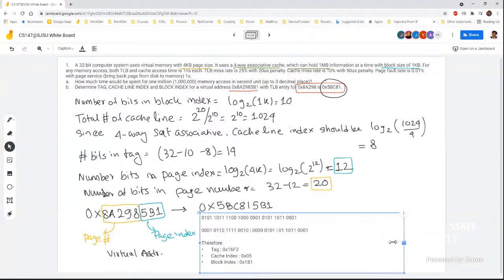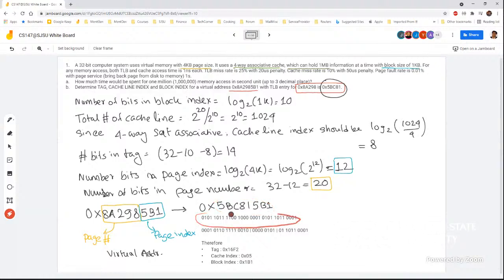Okay, so we basically expand this 32-bit bit pattern, then break it up into a 10-bit block index, then an 8-bit cache line index, and the rest of them are the tag. And then we convert each of these bit patterns into the corresponding hex. And that's what our answer should be given like that.